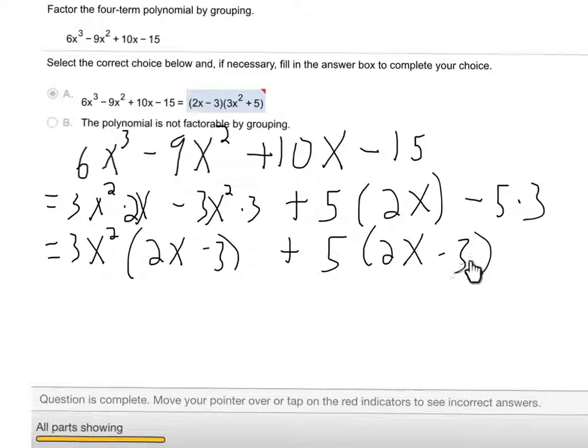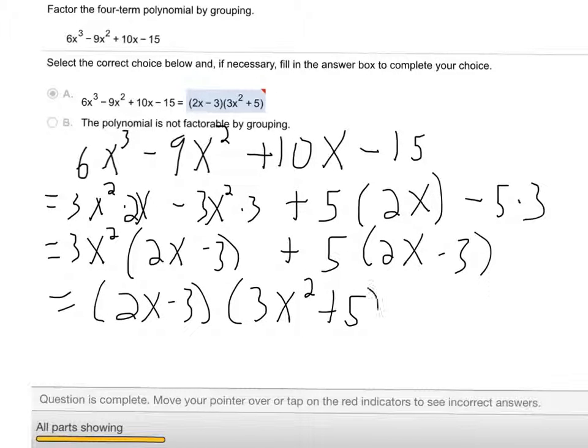Now what we want to do is factor what's in the parentheses. So I'm going to pull it out front, or I'm going to factor the 2x minus 3 that these two terms have in common. These two terms have that in common, so I'm factoring it, and I'll be left with 3x squared plus 5. This last part's a little hard to see sometimes, but I'm factoring the common 2x minus 3, and I'm left with 3x squared plus 5.